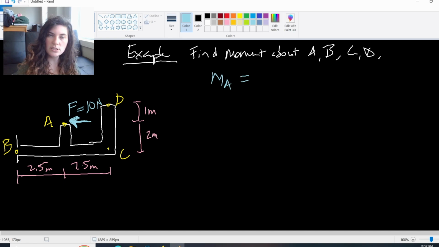Now, the interesting thing about the moment about point A is that we said that we can't take a moment if the point is on the line of action, right? The point has to not be on the line of action of the force. So if I draw the line of action here, the line of action of the force goes right through point A, which means that the moment about point A is actually 0. There is no moment about a point that goes through the line of action, right?